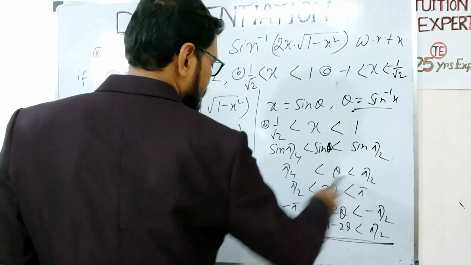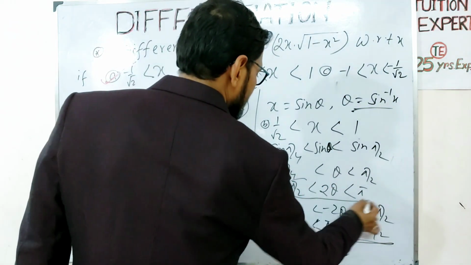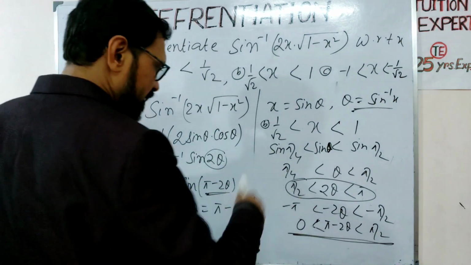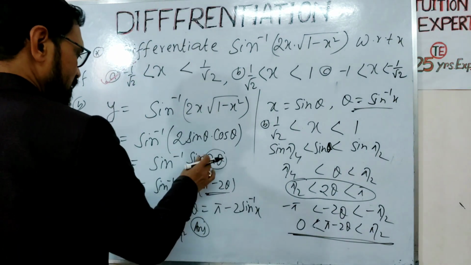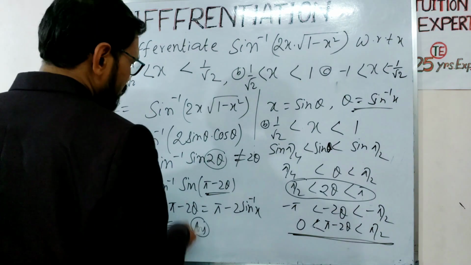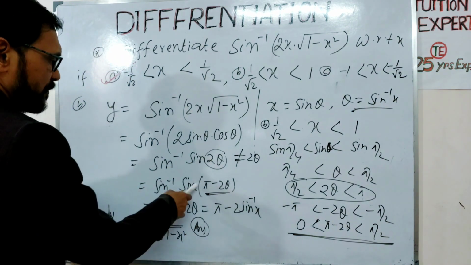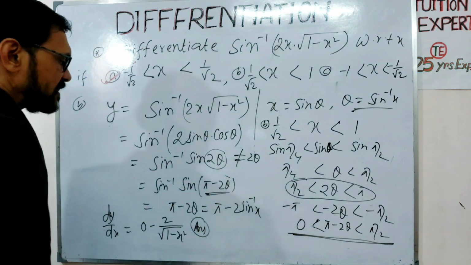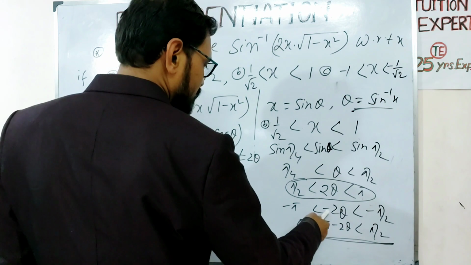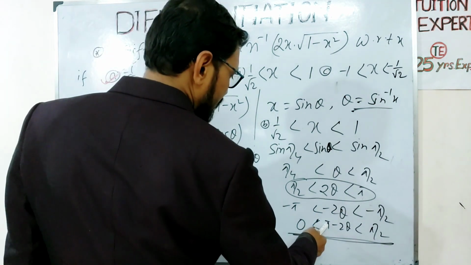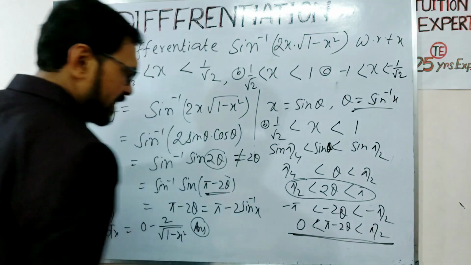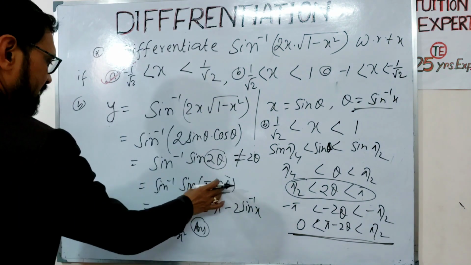For this condition, 2 theta will be this, but it is not in the interval of principal value of sine inverse x. The principal value of sine inverse x is pi by 2 to minus pi by 2. So we cannot write it as 2 theta. We write sine 2 theta equal to sine pi minus 2 theta, because sine of pi minus 2 theta equals sine 2 theta. Now these values lie in the principal value: multiply by minus on each side, then add pi on each side. Pi minus pi by 2 is pi by 2, pi minus pi is 0. So now this interval lies in the principal value of sine inverse x.